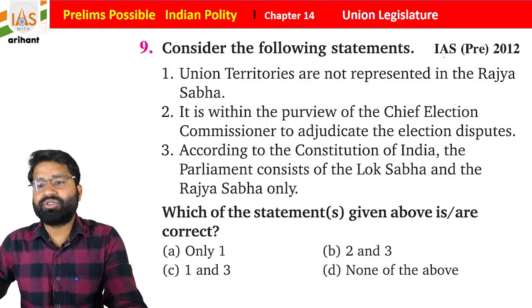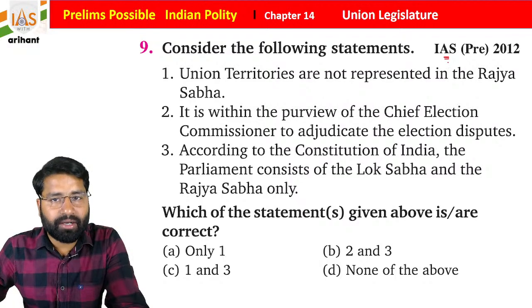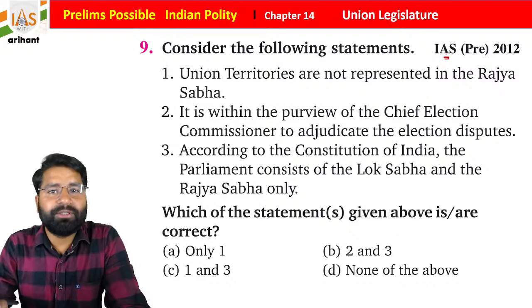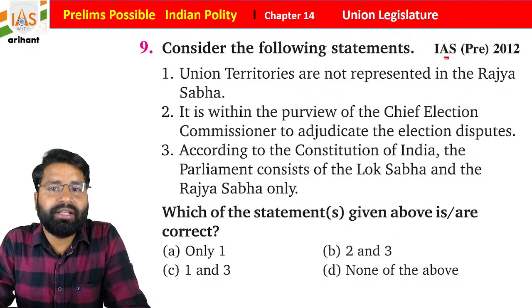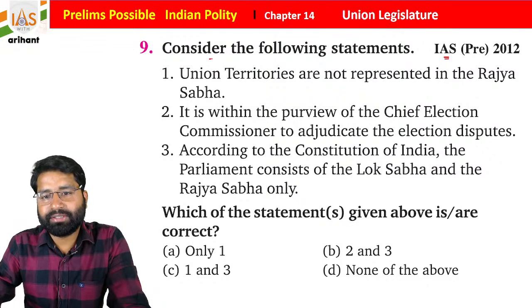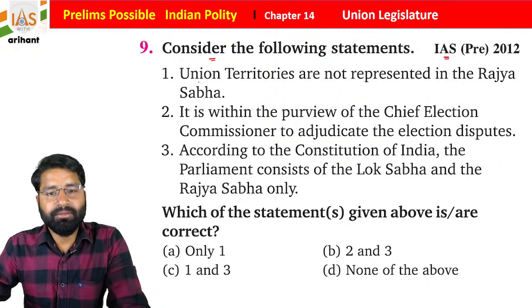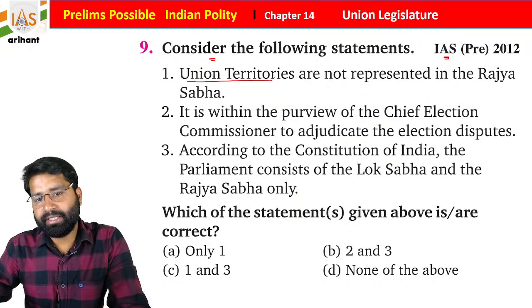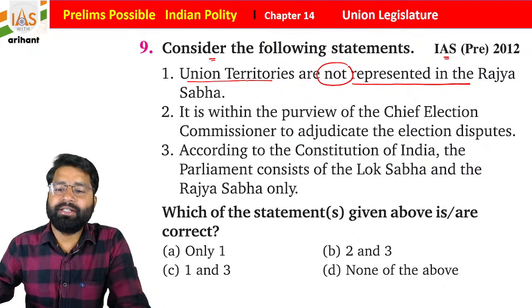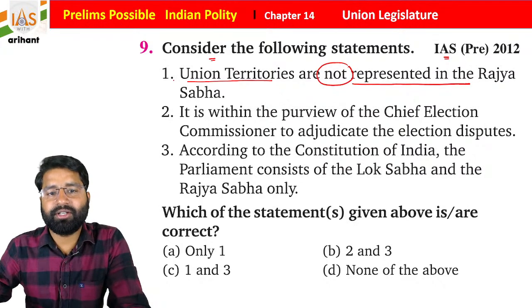Now, this question was in UPSC IAS 2012. If it is a UPSC question, then you have to read it very clearly and carefully. Consider the following statement: union territories are not represented in Rajya Sabha. We already discussed in the last question that union territories also get seats in the Rajya Sabha. So this statement is going to be incorrect.